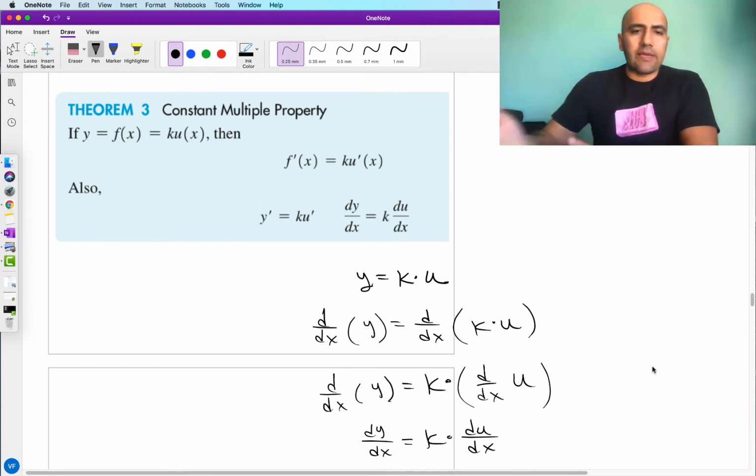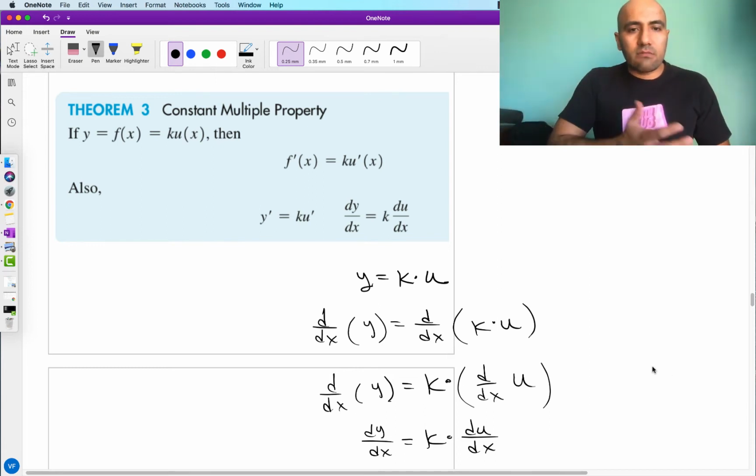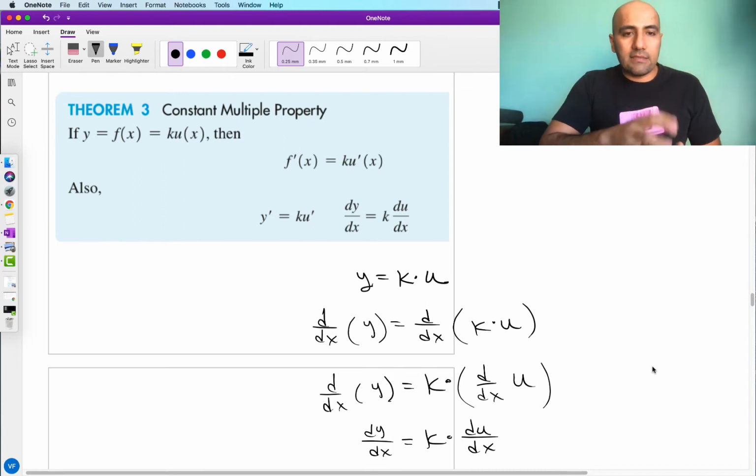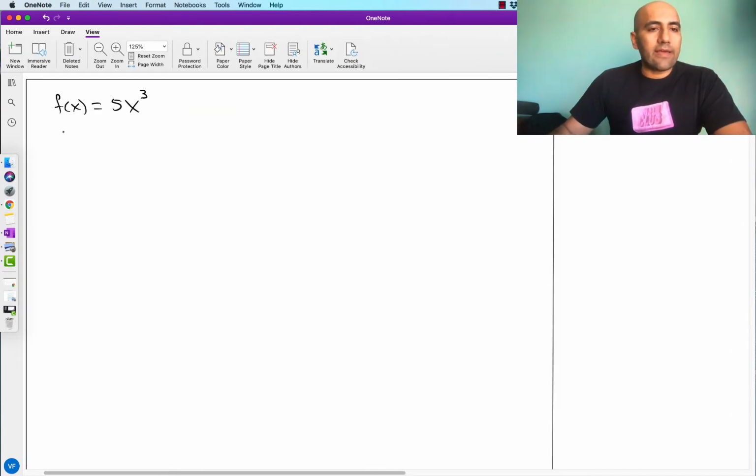Okay, it looks complicated, but this is a really simple thing. It just allows us to pull a constant out in front of a function and deal with the function itself. Let's look at an example. For example, if we had f of x equals 5x to the power of 3, we know that x to the power of 3 is something that is differentiable, and we know that we can use the power rule to simplify it.